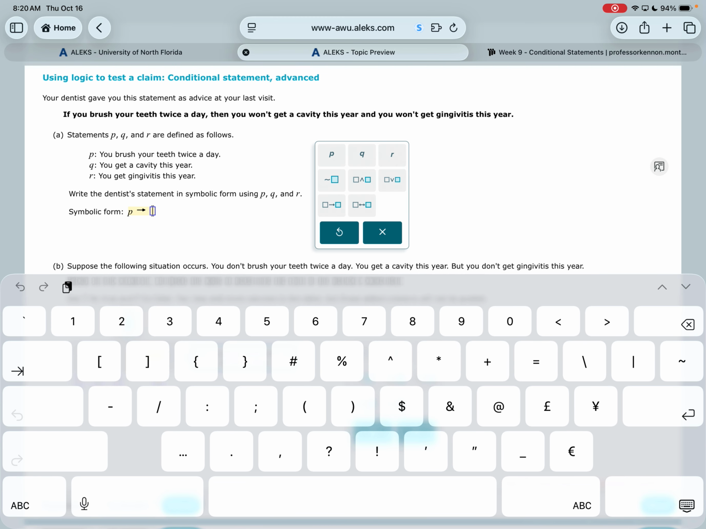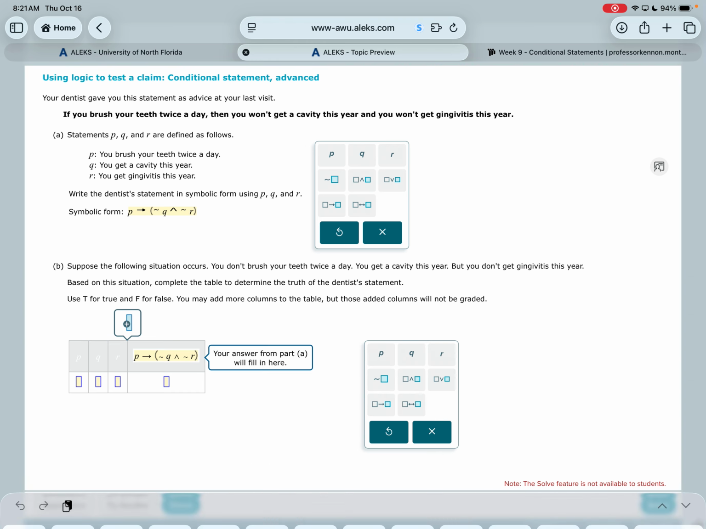So if you brush your teeth twice a day, you won't get a cavity or the dentist statement. We've got a comma right there, so I'm guessing a parentheses. If Q is you get a cavity and R is you get gingivitis, then if the dentist says you won't get a cavity or gingivitis, it would be not Q and not R. So you've got to write the dentist statement.